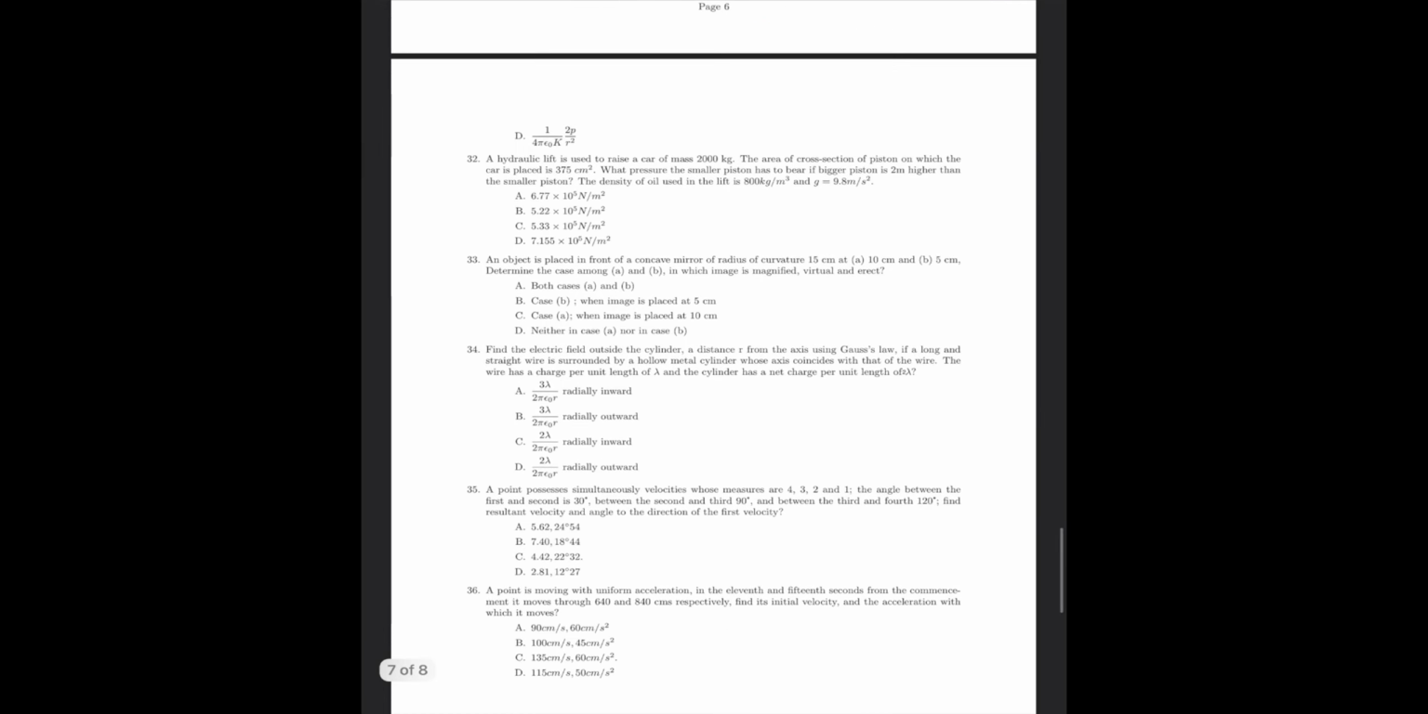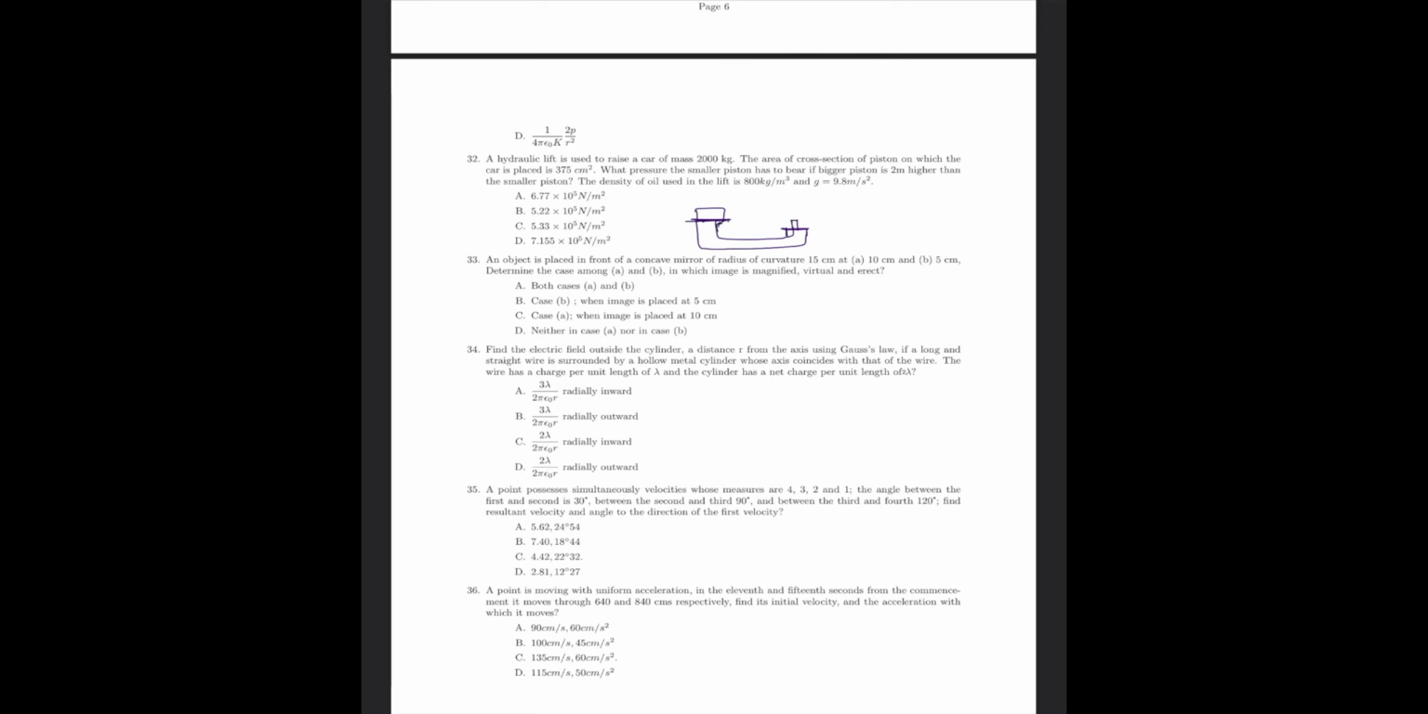Now the question is, a hydraulic lift is used to raise a car of mass 200 kilo, and suppose there is a lift here, there is a car, and the area of cross section is given. What pressure does the smaller piston have to bear if the bigger piston is 2 meters higher than the smaller piston? The smaller piston is here where you are pushing something, and there is some kind of liquid connected.